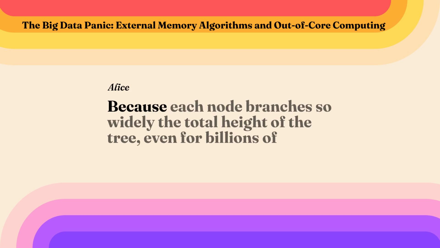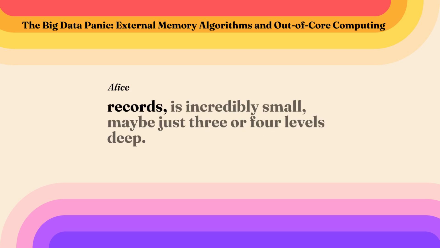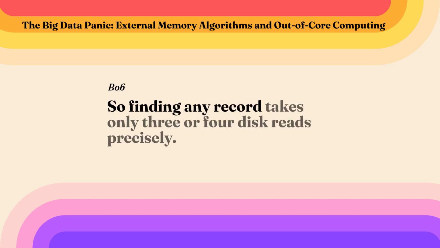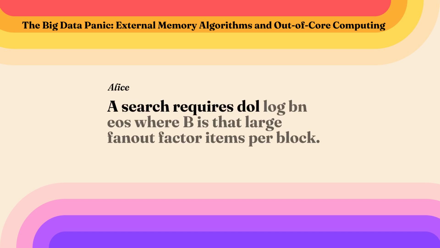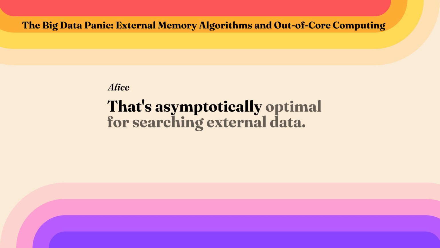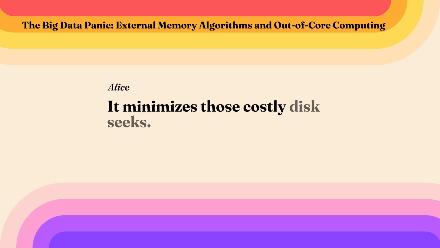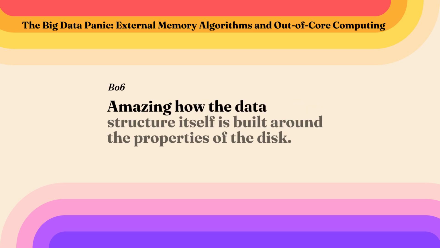Exactly. Because each node branches so widely, the total height of the tree, even for billions of records, is incredibly small, maybe just 3 or 4 levels deep. So finding any record takes only 3 or 4 disk reads. Precisely. A search requires log_B n IOs, where B is that large fan-out factor, items per block. That's asymptotically optimal for searching external data. It minimizes those costly disk seeks. Amazing how the data structure itself is built around the properties of the disk.